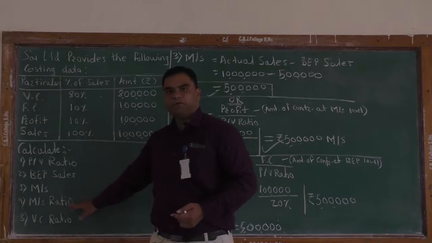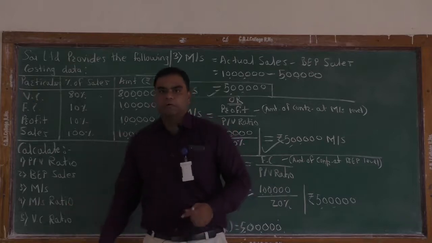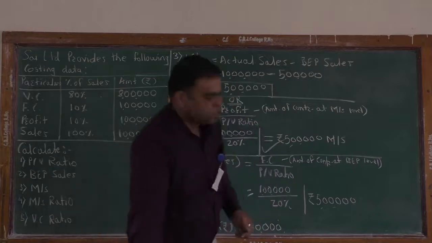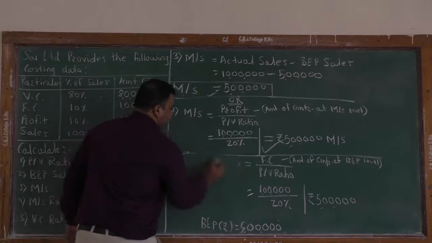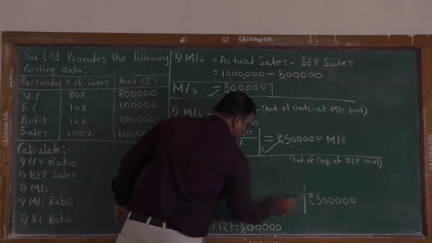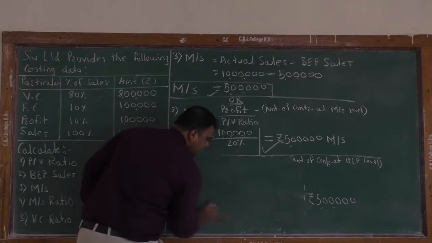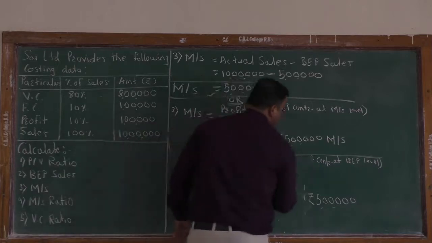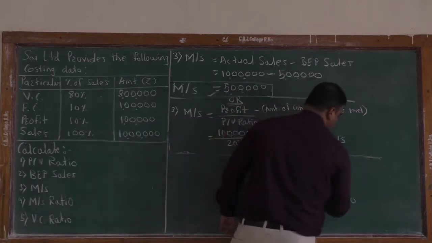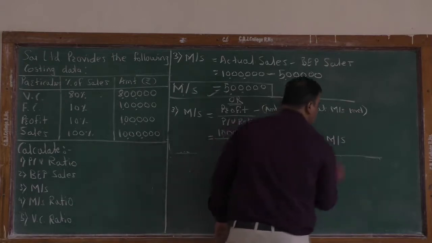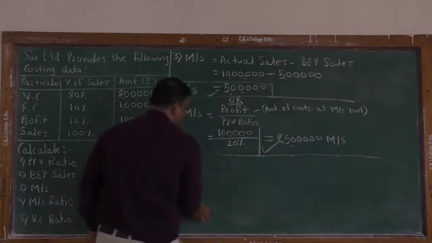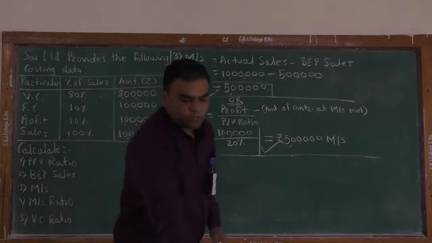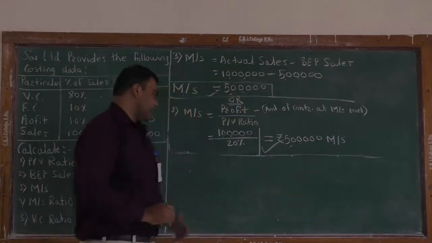Now we are going to calculate the fourth item, that is margin of safety ratio. So what is that margin of safety ratio? It tells us the percentage of margin of safety sales to total sales. Suppose margin of safety ratio is 50%, it means margin of safety sales is 50% of total or actual sales. How? Now we are going to discuss.